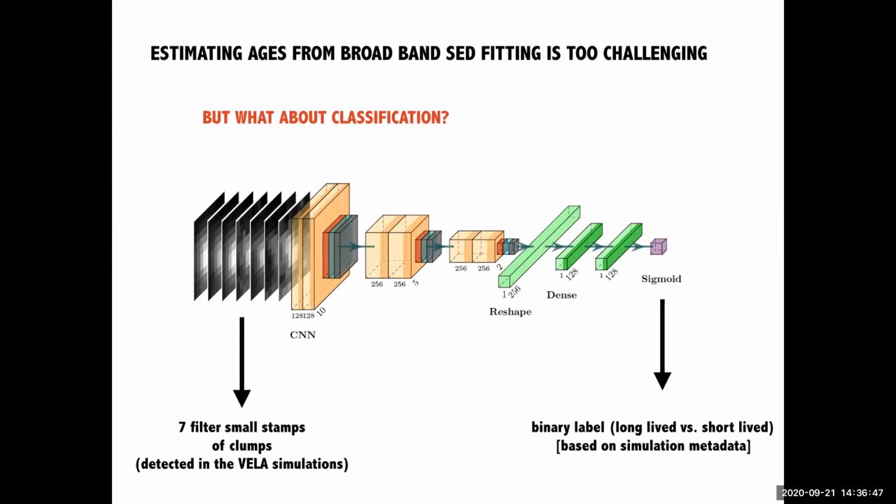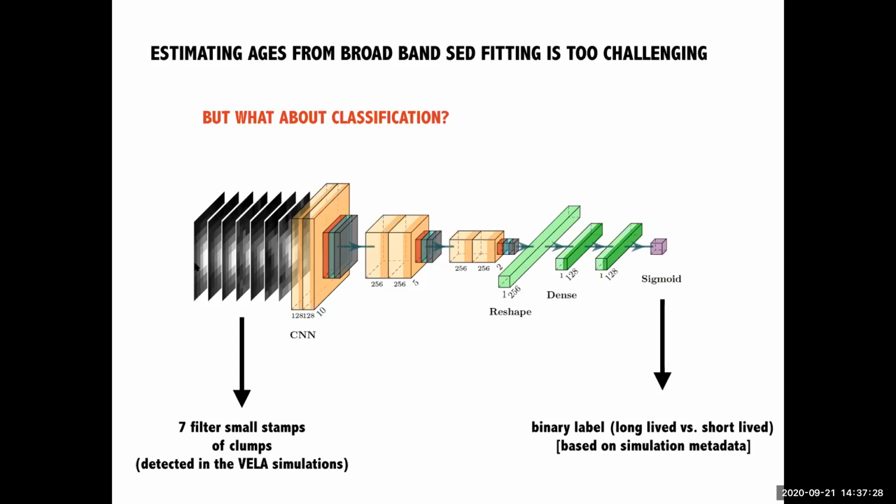We had this crazy idea of saying, okay, we cannot get ages from SED fitting. If masses are so biased, forget about ages. But what about turning this into a classification problem, again using the simulation as ground truth? We take this mock imaging from Vela and detect clumps there, where we know these are true 3D clumps. Since it's a simulation, for every clump we know if it's long-lived or short-lived. You can go back in time and see for how long, what is the age of this clump, and classify them with a given age threshold. You can say these are long-lived or short-lived.